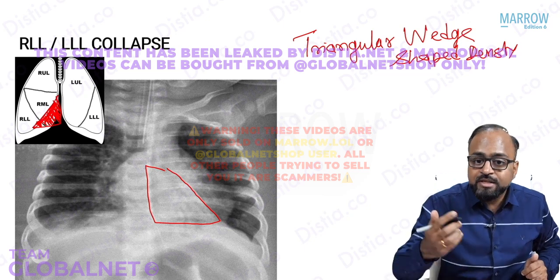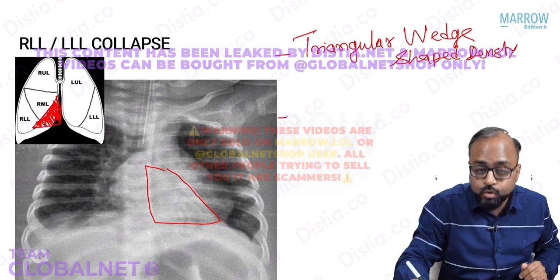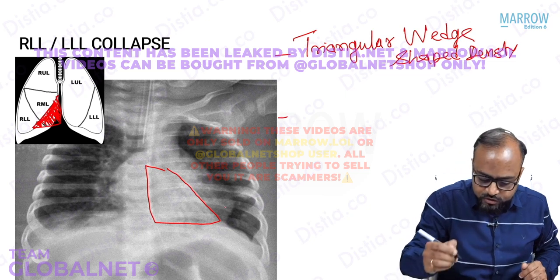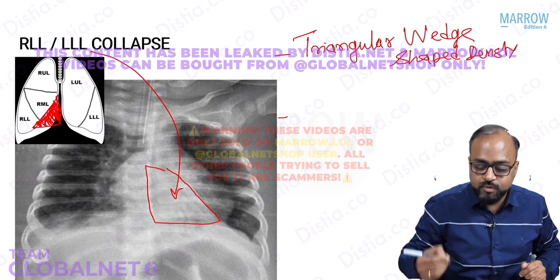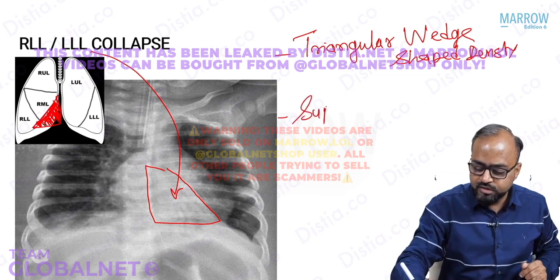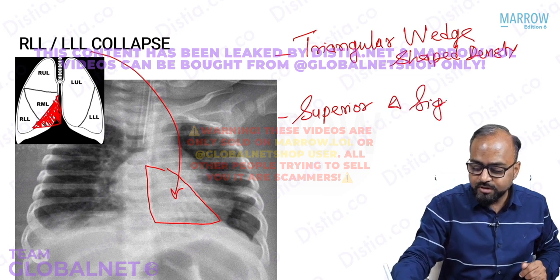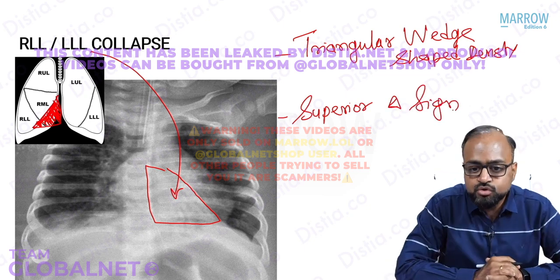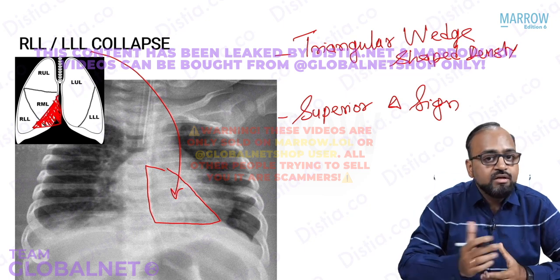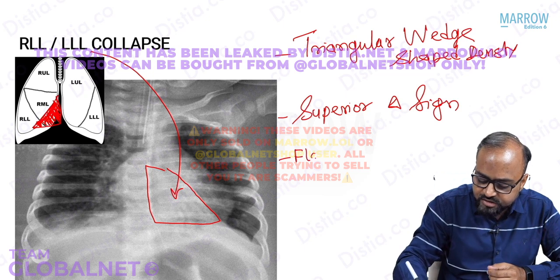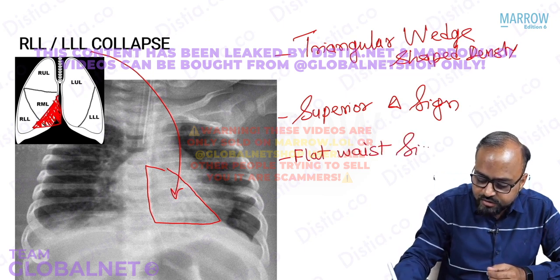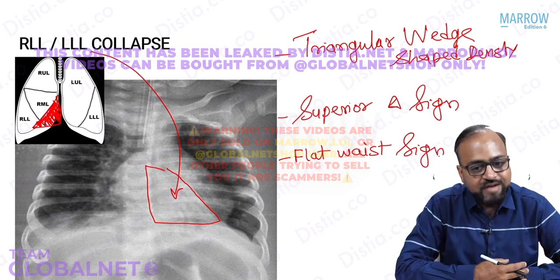Now, there are some named signs which are associated with lower lobe collapses. So this radiograph is showing you a left lower lobe collapse. There are certain named signs. One is called the superior triangle sign. Remember that it creates a triangular shaped opacity. So the superior triangle sign is seen in lower lobe collapse. Another sign is called the flat waist sign. So superior triangle appearance and flat waist sign.